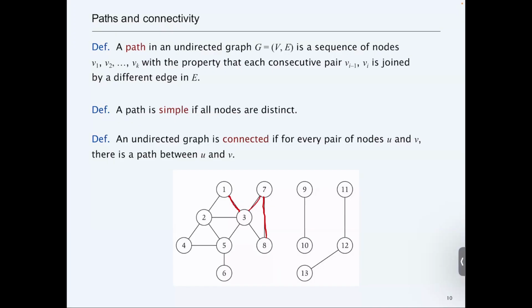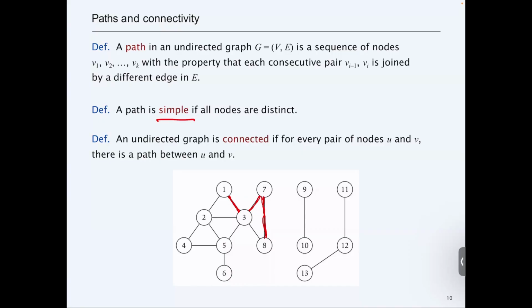Now, a path is called simple if no vertices are repeated. So here we have a simple path because we're going 1 to 3, 3 to 7, and 7 to 8. We're never repeating a node or a vertex.